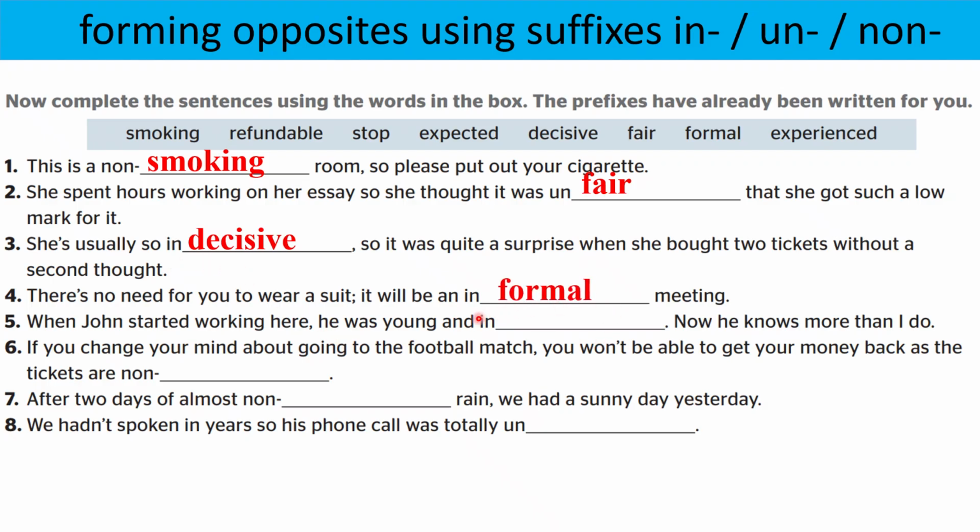Formal, the opposite is informal. Experienced, the opposite is inexperienced. Refundable, the opposite is non-refundable, which means you cannot get back your money. Stop, the opposite is non-stop. A non-stop rain, which means rain that doesn't stop. And expected, the opposite is unexpected. So you have to remember all these opposites.